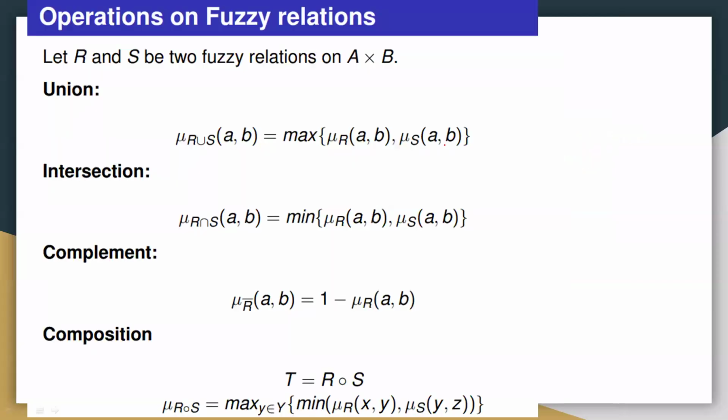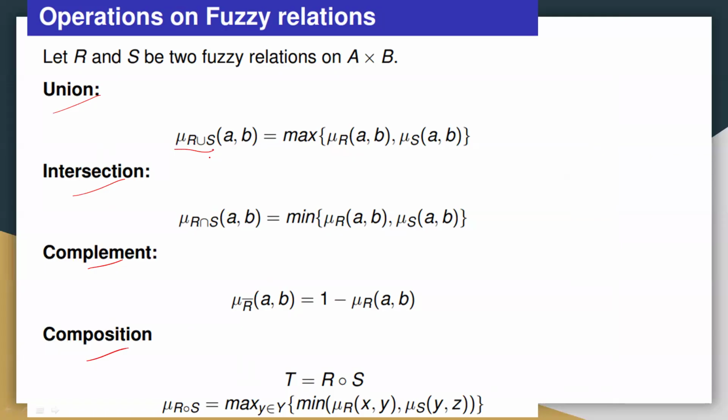Now, what are the different operations that can be done on two fuzzy relations? Earlier we learned how to do different operations on fuzzy sets as well as crisp sets. Now we are going to look at how operations can be done between two fuzzy relations. Like before, we know all the operations: union, intersection, complement, composition. We have learned this in the crisp set. So now we look at the same thing for fuzzy sets.